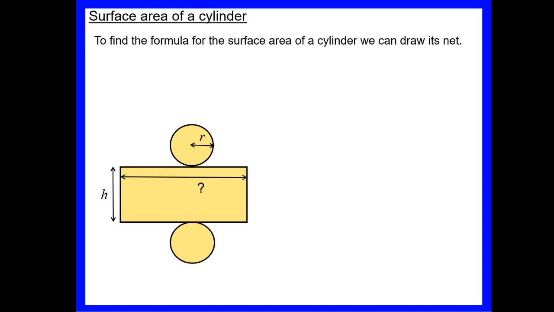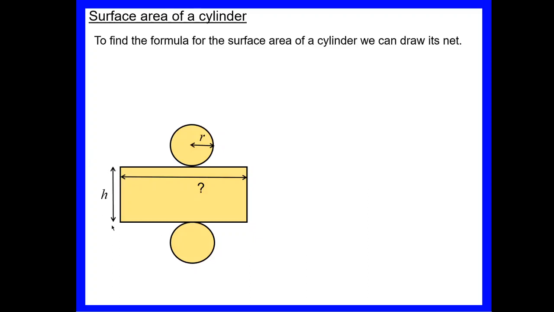Okay, so we'll start with the surface area of a cylinder. To find the formula for the surface area, it's quite useful if we draw its net. Now, the net of a cylinder: we've got a circle here that represents the top of the cylinder, another one that represents the bottom, and if we unfold the curved area of the cylinder, we actually get a rectangle. So remember, it's a prism. Every time that we draw a net of a prism, we get two of the shaped end, and all other sides are always rectangles, so this still applies even to our cylinder.